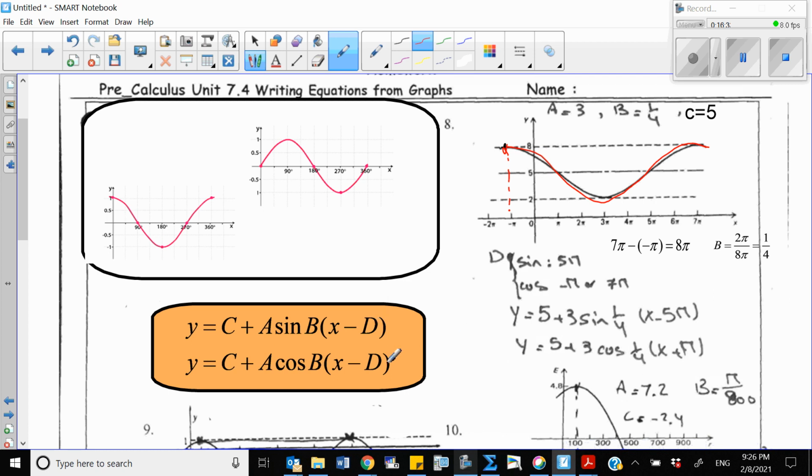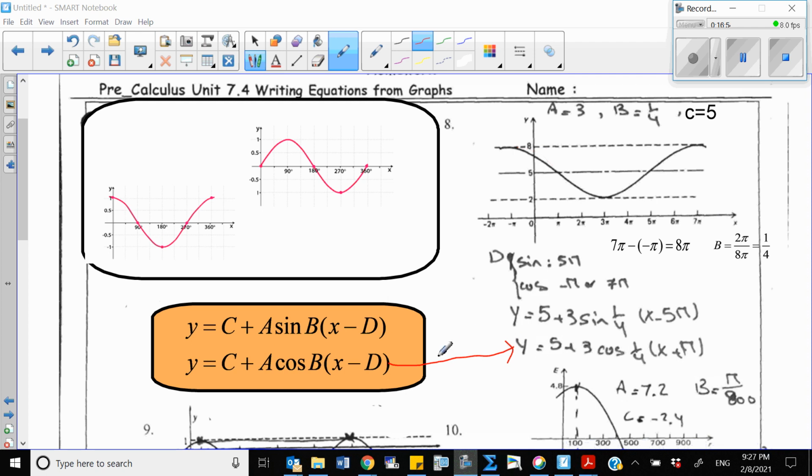So the equation can be written as this. C is 5, A is 3, B is 1 over 4. Just replace everything that you have. And the D is negative pi, so it's going to be x plus negative pi, which is x plus pi. So that's the cosine function. What if I want to write a sine function?